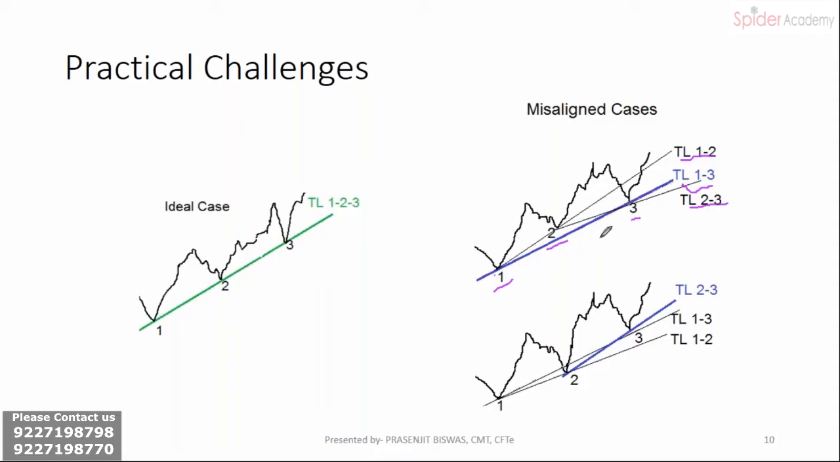So out of these three combinations, which one is the most logical, and what is the right way to draw a trend line in this particular situation? If you were firstly to consider the trend line joining 1 and 2, it is this one. Sorry for the drawing, let me draw it once more. So I'm talking about this particular trend line, right?